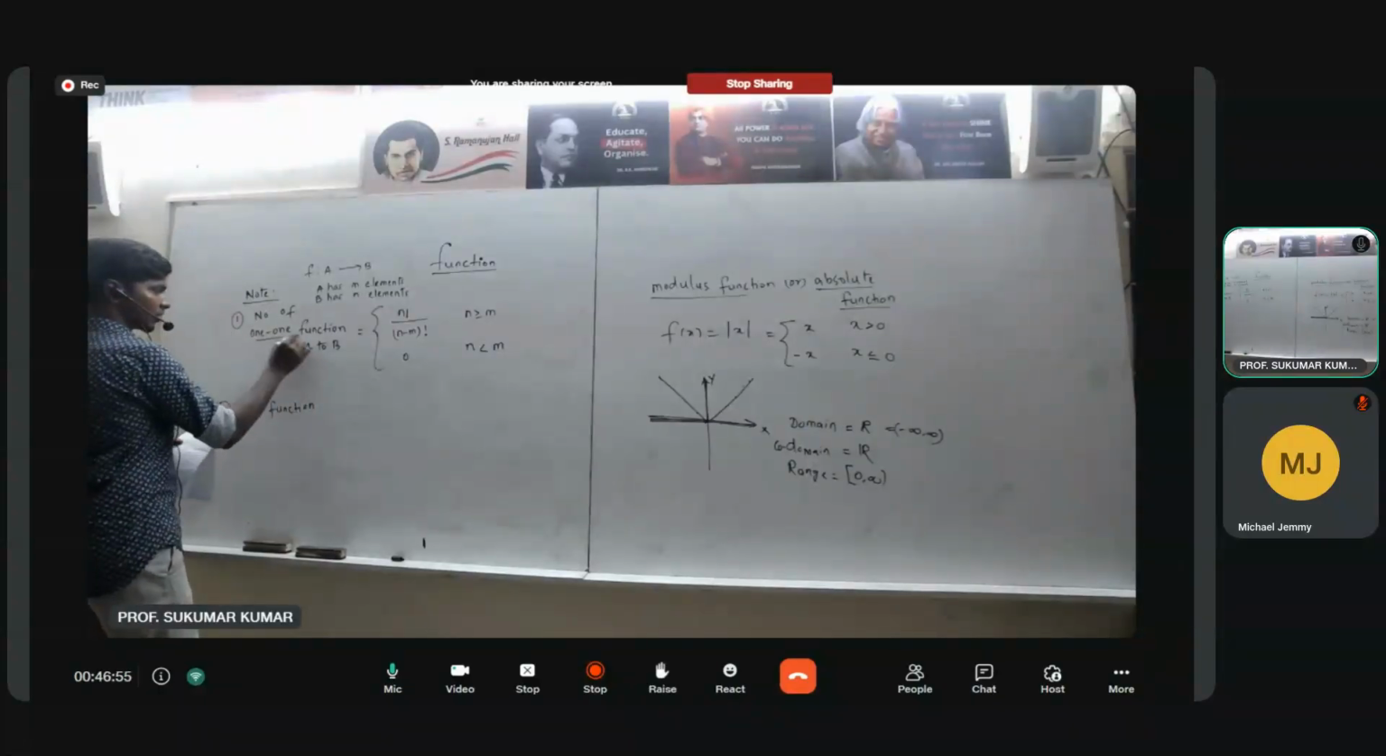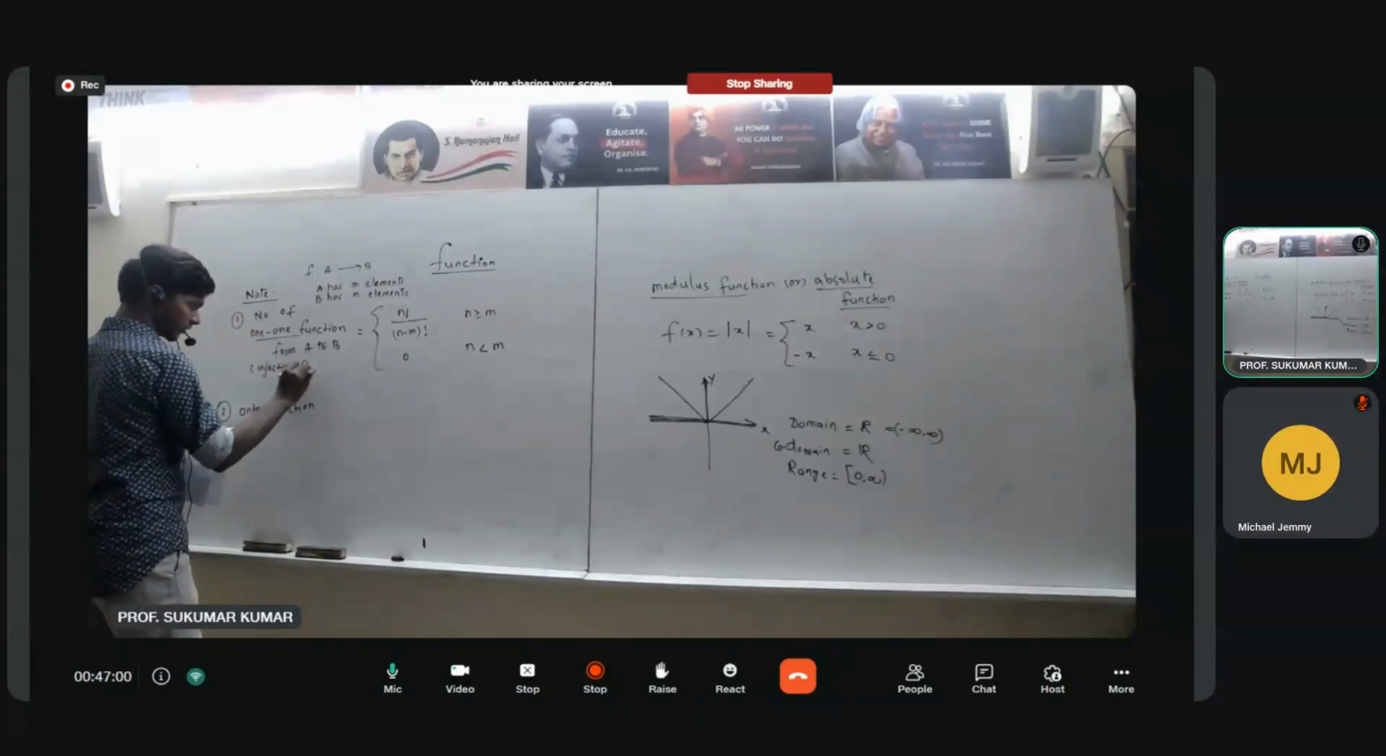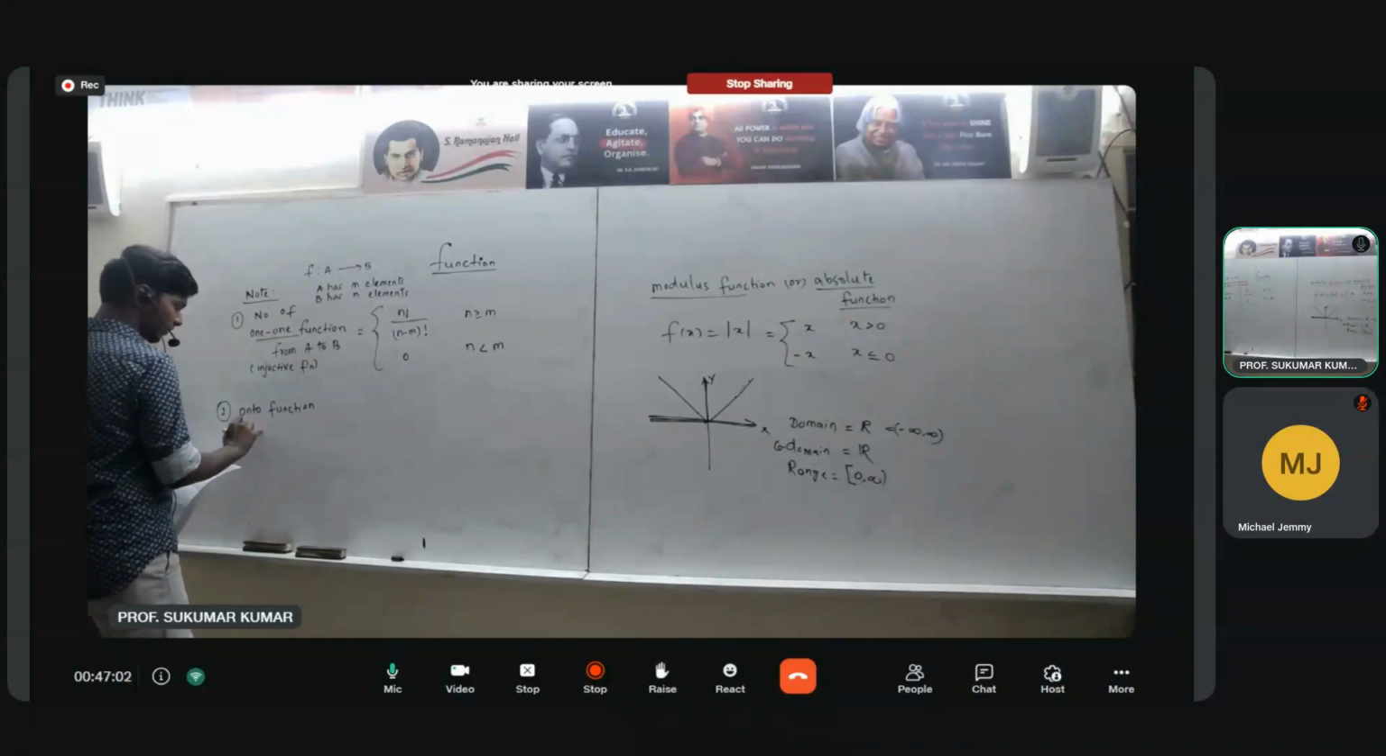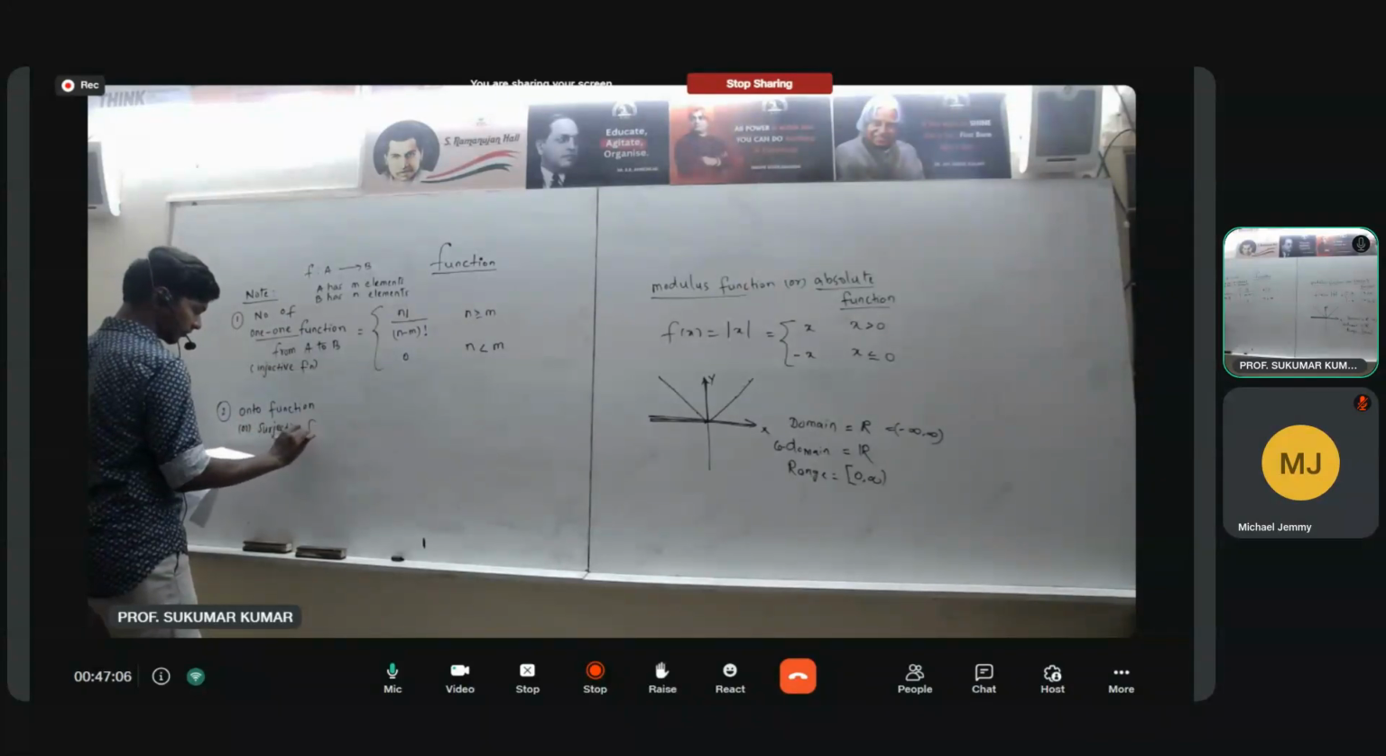See, one-one function or injective function. Got it? Onto functions or surjective function. Got it?